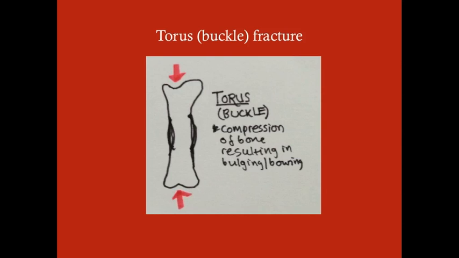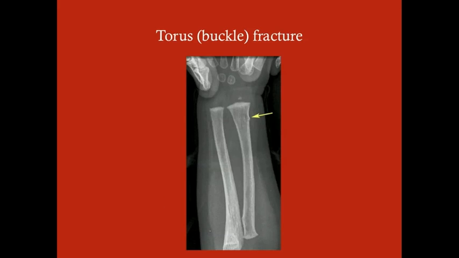Okay, the torus fracture is a little bit different, and this is really subtle, so you have to really pay attention, especially to the history. A torus fracture is a compression fracture of the bone, and it results in bulging or bowing of the bone. So usually there's going to be some level of compression to a particular bone that causes this. Here you can see there's a little bit of bowing right here. This is a fracture, but the only thing we see of it is just this little bulging right here.